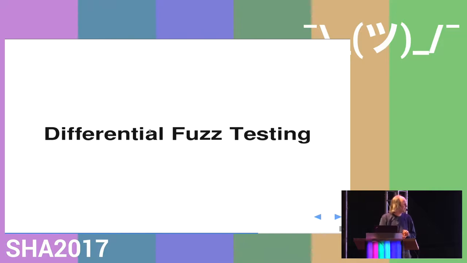Okay. Differential fuzz testing. What I told you until now was mostly about memory safety issues, which are the typical bugs you have in C code, where you have buffer overflows, buffer overreads. But there are also very different kinds of bugs where you can use fuzzing. One method, differential fuzz testing, means that we're fuzzing something and comparing the output of different implementations.